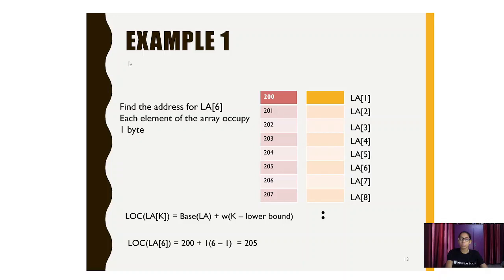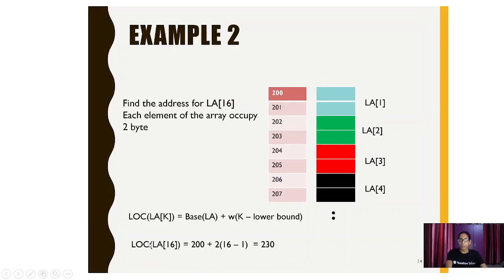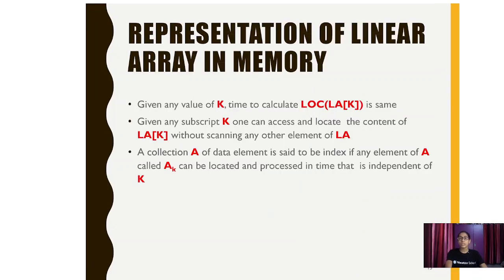Here the address of each element is given using the bracket notation, LA[1], LA[2] in square brackets, and each of them has an address value. Suppose the base value is 200, with a difference of 1 between elements. Now K is the index, and we compute LA[K] minus the lower bound. So here the output will be 205. The same example applies for calculating the address of LA[16].